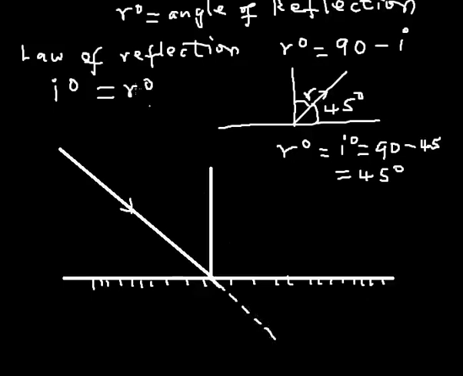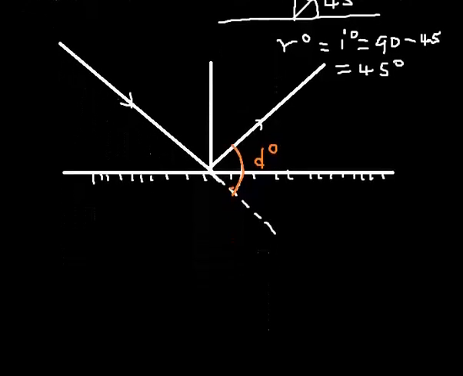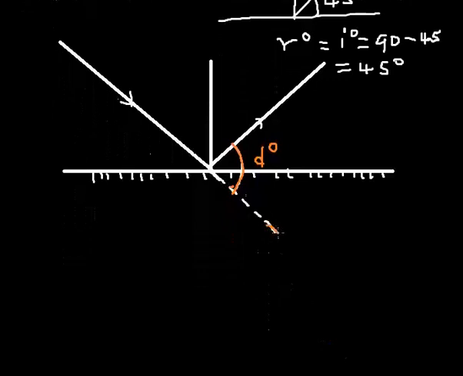The final direction of the ray is that of the reflection. So this angle, all the way, let me use another color, between the incidence and that of the reflected ray is what we have as the angle of deviation. The angle of deviation is the angle between the initial and the final direction of the ray.